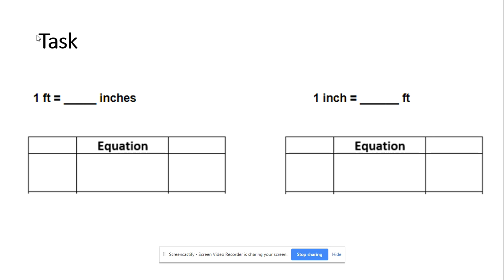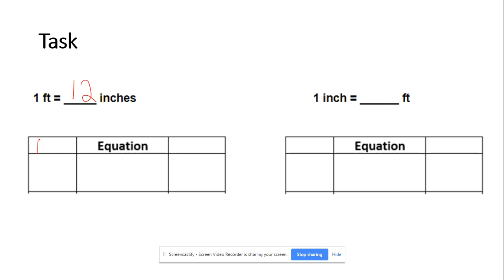In 1 foot, we know that there are 12 inches. So I'm going to write 12 inches here. This is called an input-output table. We put in a measurement, and then on the other side, we convert and see our output of what would be equivalent to the measurement we put in.